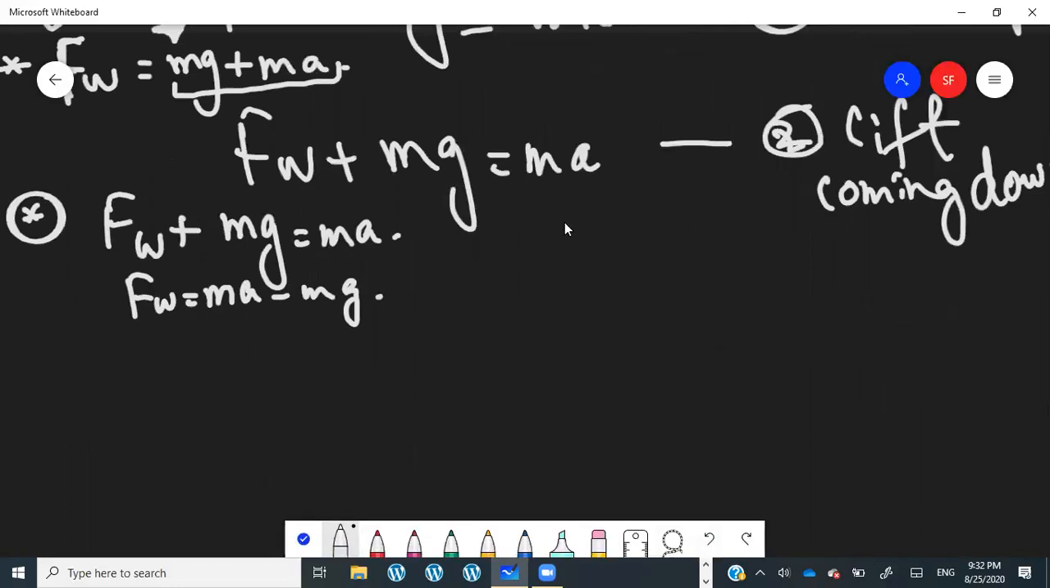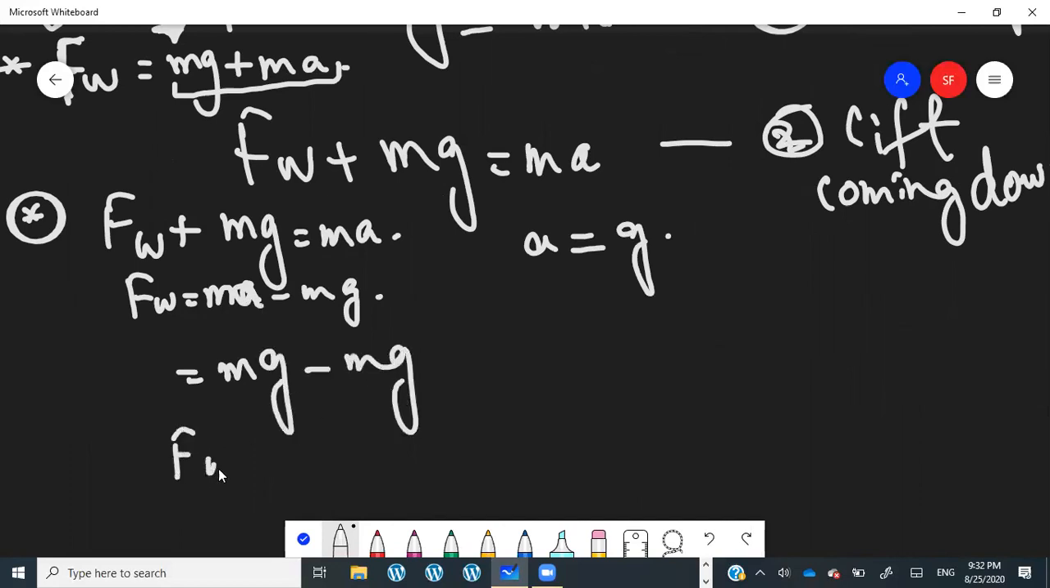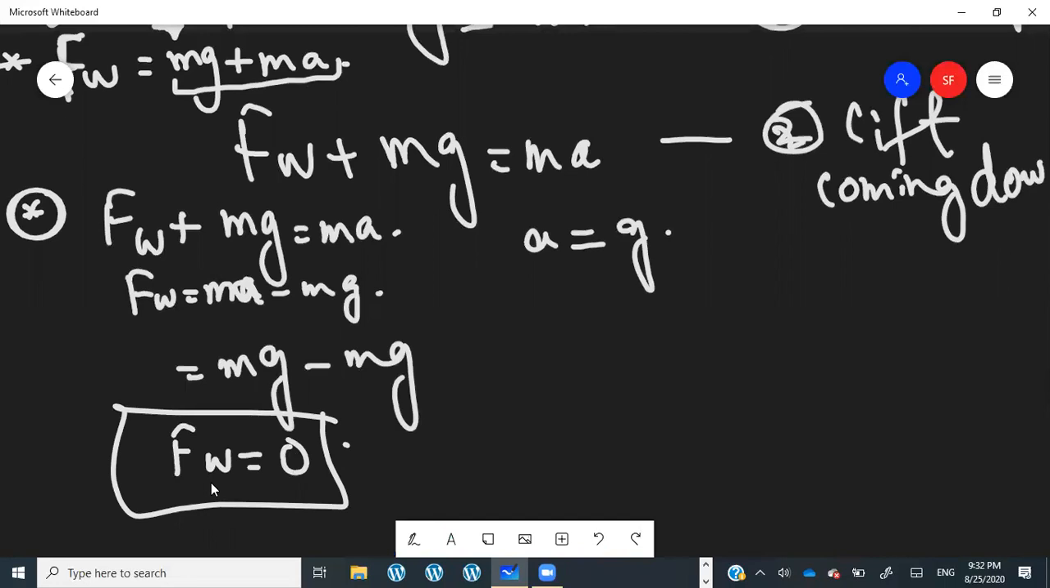If the string breaks, the lift falls, and the person becomes unconscious, then what happens? The acceleration actually becomes equal to the acceleration of free fall, and this ma actually becomes mg minus mg. And what does the apparent weight become? It becomes 0. And so the person becomes weightless.